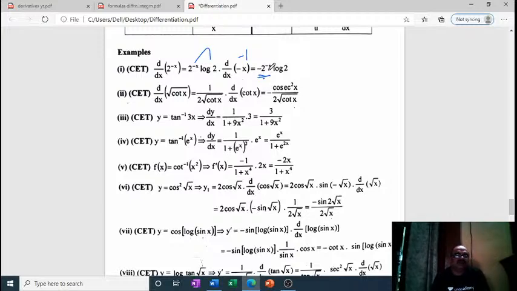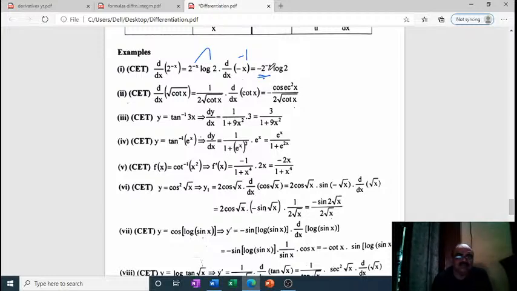Okay. Differentiation of root cot x. 1 by 2 root cot x. Why? Root x differentiation is 1 by 2 root x. And differentiation of cot x is minus cosec square x. So the final answer is minus cosec square x by 2 root of cot x.